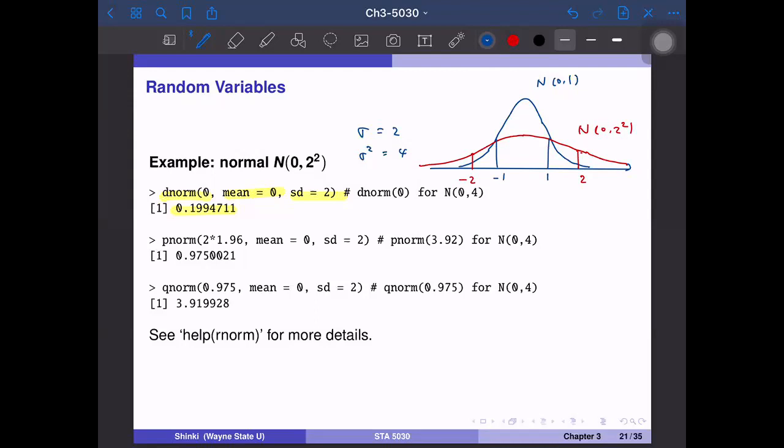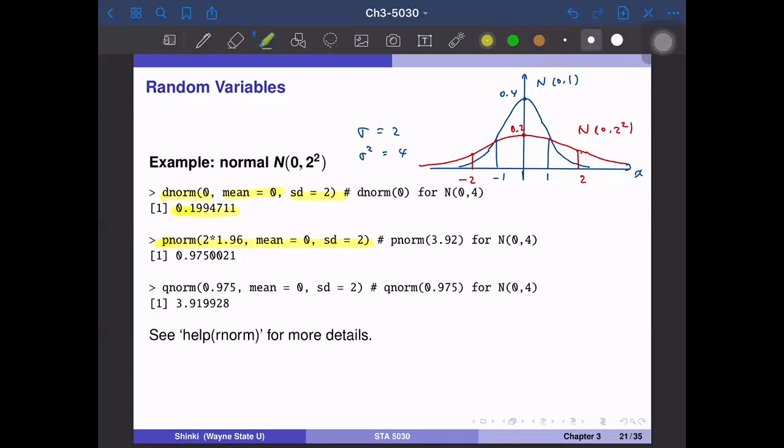But remember that the density function makes the area 1. So the area between the density curve and the x-axis is 1. So that means if it's twice as wide, it should be lower. Actually, the height should be half of the original distribution. And remember that for normal 0, 1, standard normal random variable, this is 0.3989, so about 0.4. So this point should be about 0.2, and actually we get 0.1994 here.